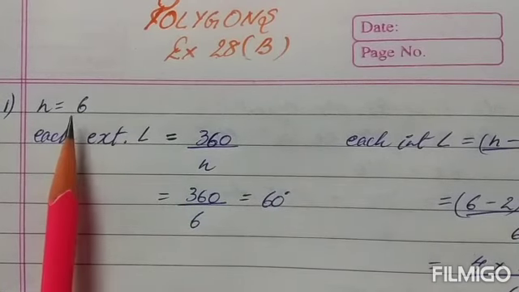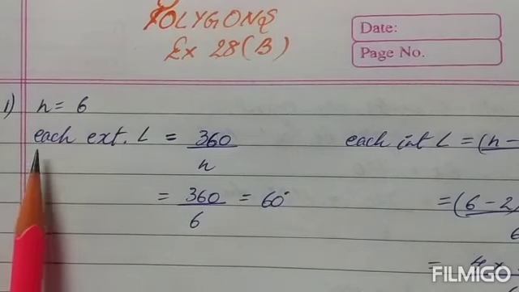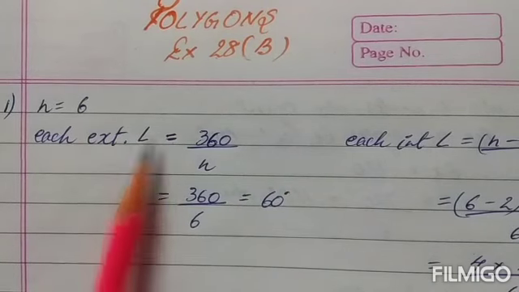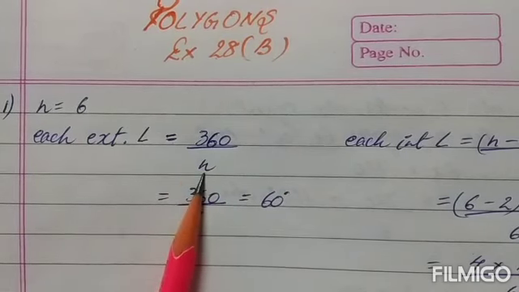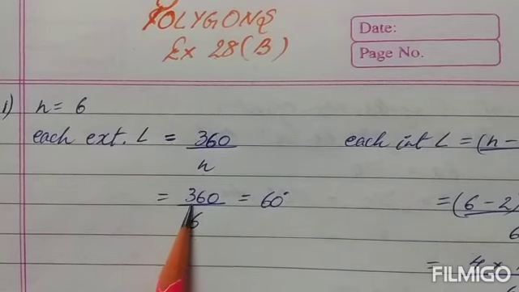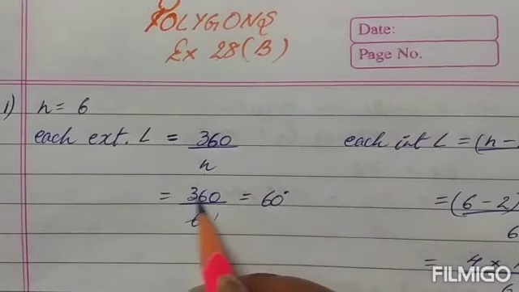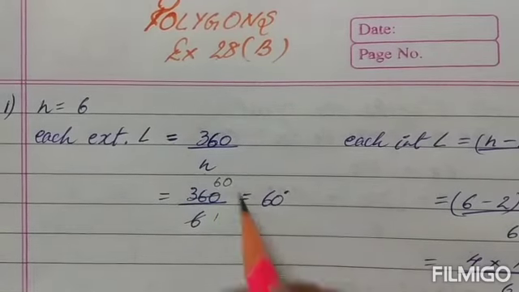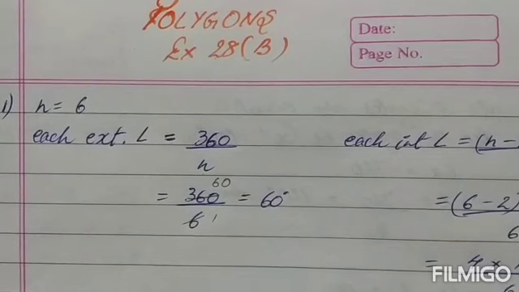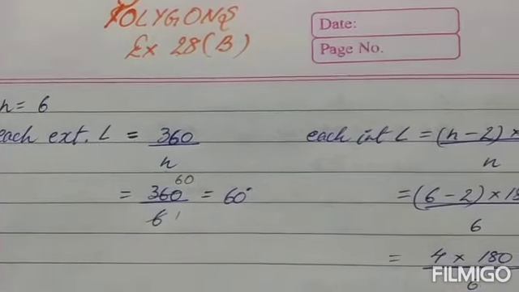n, the number of sides, is given. We have to calculate each exterior angle. So use the formula 360 divided by n, that is the number of sides. So 360 upon 6, children, you can reduce it by 6. 6 ones are 6, and this will be 6 times and 0. So 60 degrees is the measurement of each exterior angle.